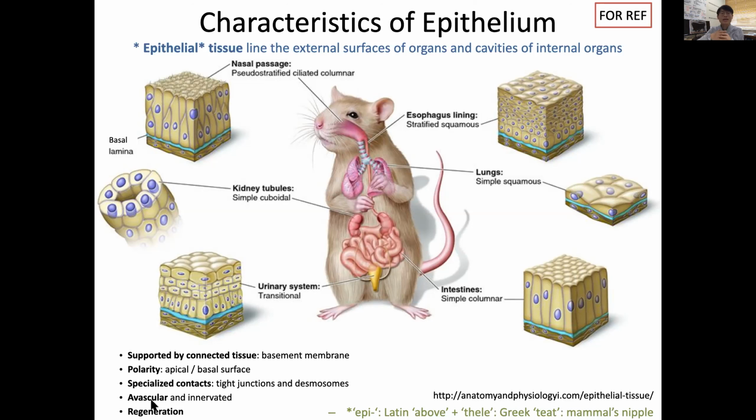Probably because they have contact with the outside world, a lot of insults, like DNA mutations, can happen here. And that's why epitheliums are so important, and there's a special term for cancer arising from epithelium. It's called carcinoma. And because of this, epithelium has a very good potential for regeneration if there's any damage or injury.